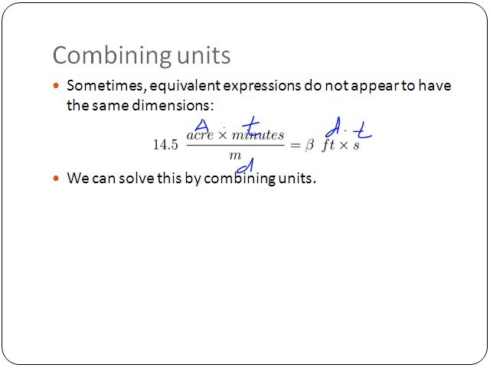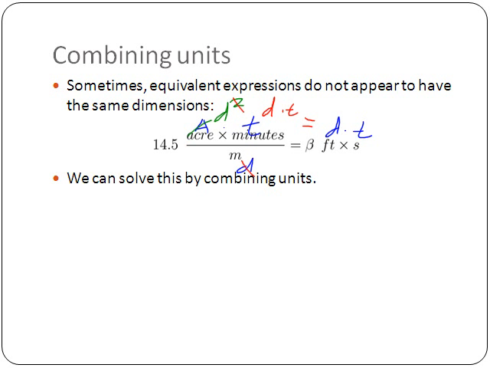But let's take a closer look at this. Acres is an area. An area is another way of saying a distance squared. Now we have distance squared times time over distance. If you have distance squared over distance, the squared is going to cancel with this distance. As a result, you're just left with distance times time, which is exactly the same set of units, the same dimensions, as our distance times time on the other side.